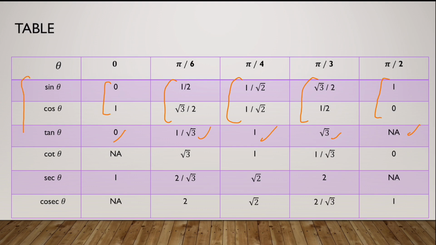Now that you remember all of these values, their respective reciprocals are just the reciprocal of what value they hold. For example, cot theta for 0. We know that tan theta for 0 is 0 over 1. But when you reciprocate it, you get 1 over 0, which is not defined. 1 over root 3 becomes root 3. 1 over 1 becomes 1. Root 3 over 1 becomes 1 over root 3. And not defined, which was 1 upon 0, becomes 0 upon 1, which is 0.